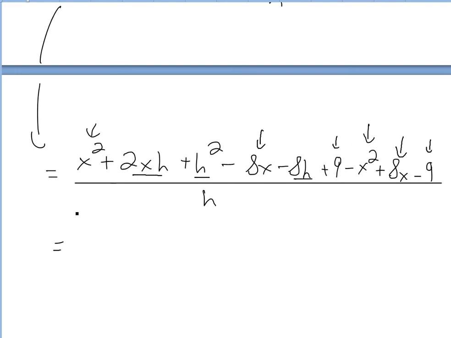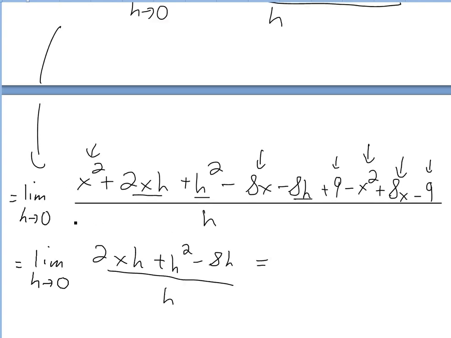So we cancel these two, and what we're going to be left with is the underlined stuff on the top. So we're going to have 2xh plus h squared minus 8h, all divided by h. And now we can divide out h on every single term. There's an h everywhere. Actually, before I get to that, I just wanted to quickly change this to the limit as h approaches 0.